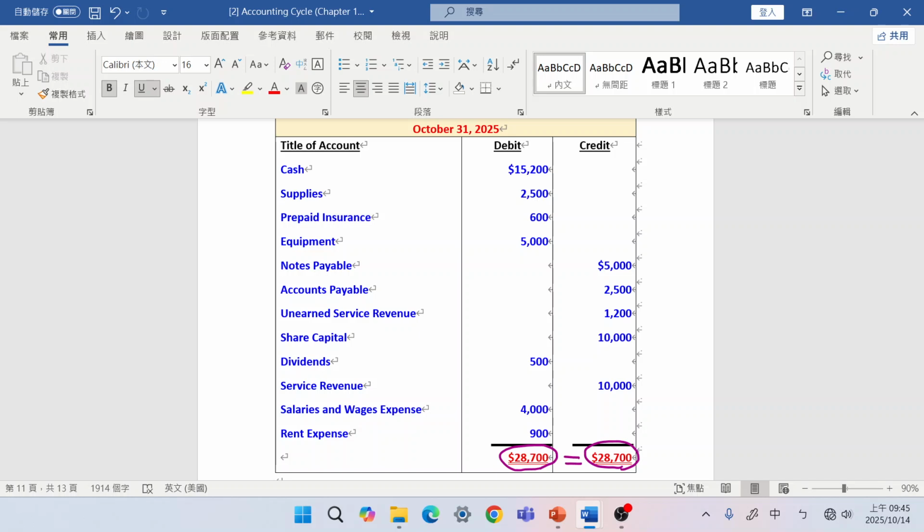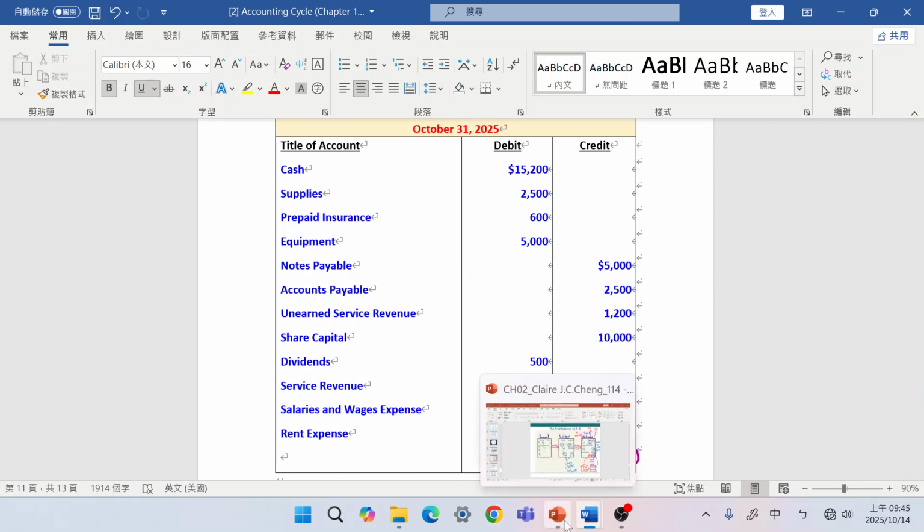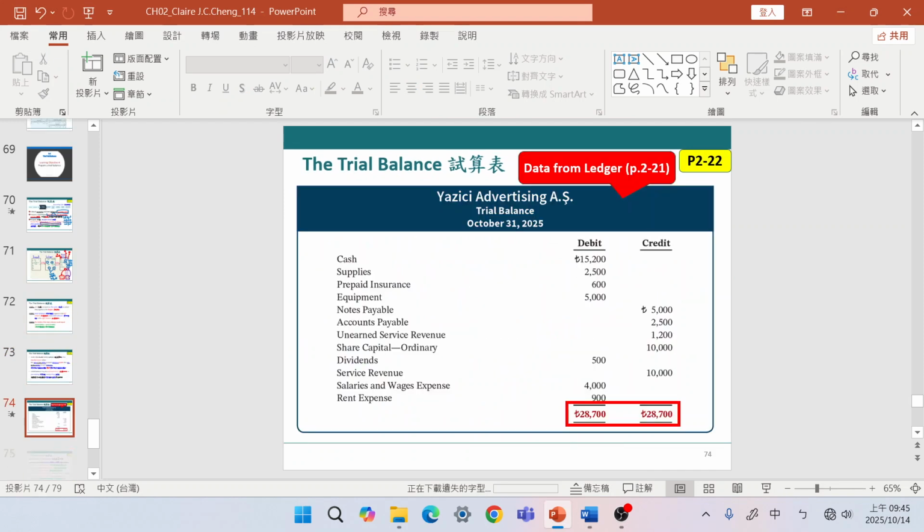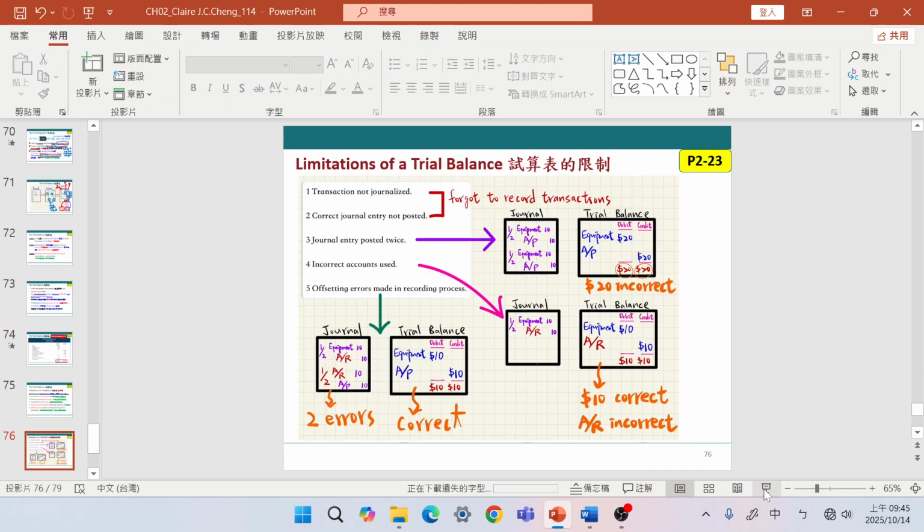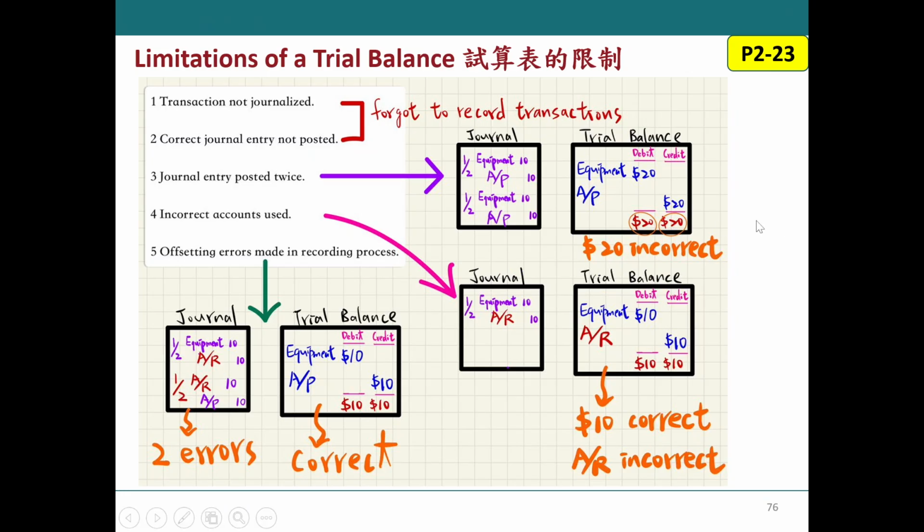Okay, any questions? If you find total debit not equal to total credit, it means you made some mistake, right? So you have to go back to double check what mistake you have. So what mistakes do we usually have? On your slide 76, your textbook 2-23. Usually, what kind of mistake? Maybe a couple of mistakes we have. First, one or two. What happened?